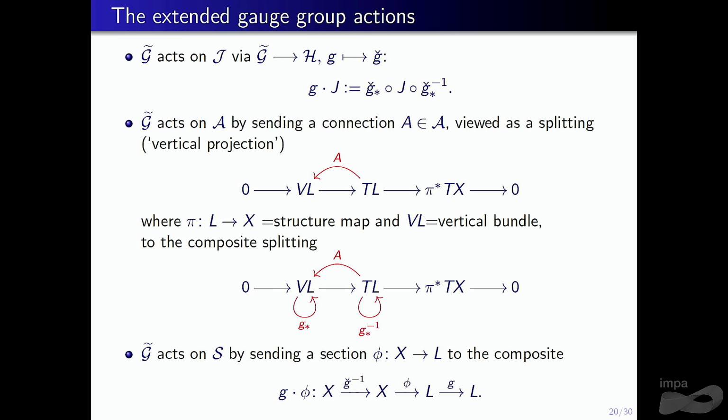Now, maybe I can skip this slide, but okay. I mean, G tilde acts on J because of the Hamiltonian symplectomorphism H. And maybe it's more involved, there are different ways of thinking about how the extended gauge group acts on connections, but this is one. Some conjugation. You look at connections and splitting, but there are other ways. And of course, it acts on sections, on S. Okay?